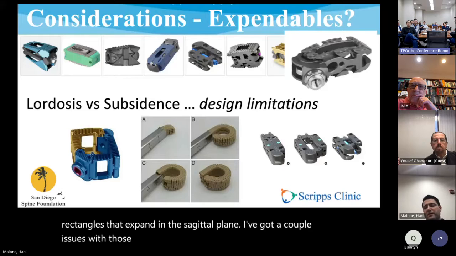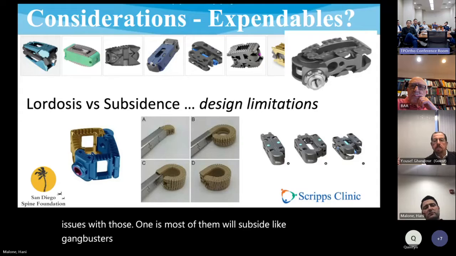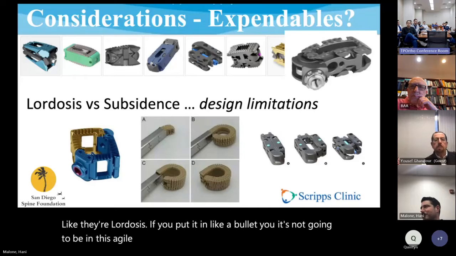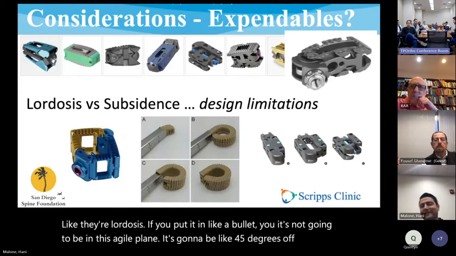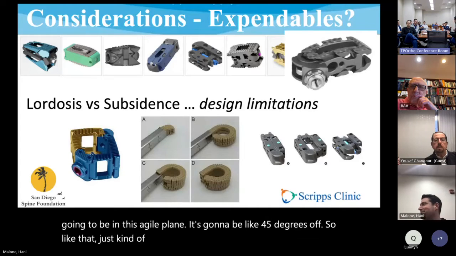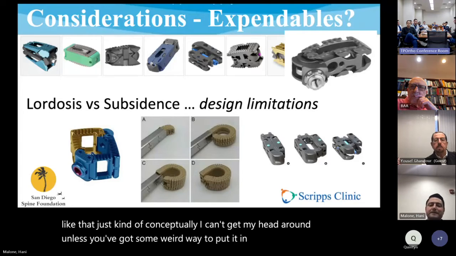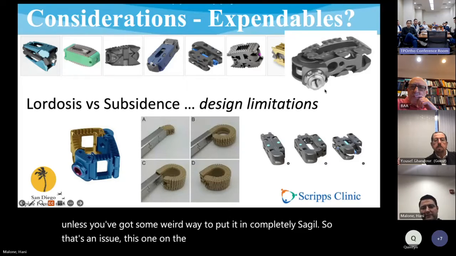One is most of them will subside like gangbusters. The other is that their lordosis, if you put it in like a bullet, is not going to be in the sagittal plane. It's going to be like 45 degrees off. Conceptually, I can't get my head around that unless you've got some weird way to put it in completely sagittal. So that's an issue. This one on the upper right-hand corner, that's the Globus one.